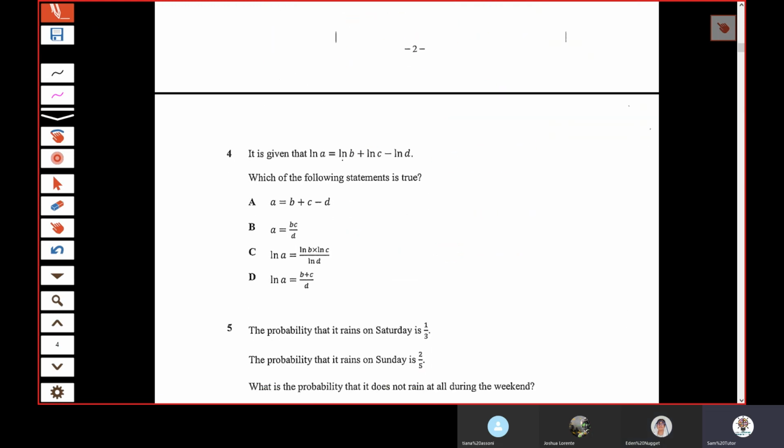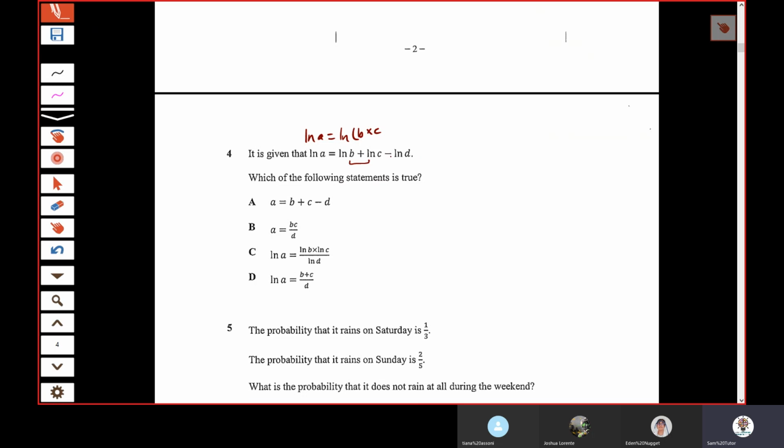It is given that log A equals log B plus log C minus log D. Which of the following statements is true? Do not ever try to just go and read A, B, C, and D. Do what we've always done. So, what are you going to do with the right hand side? What's log B plus log C? What is this equal to? Come on. Anyone? Eden? Log B plus log C? Log B times C. Yeah, log B times C.